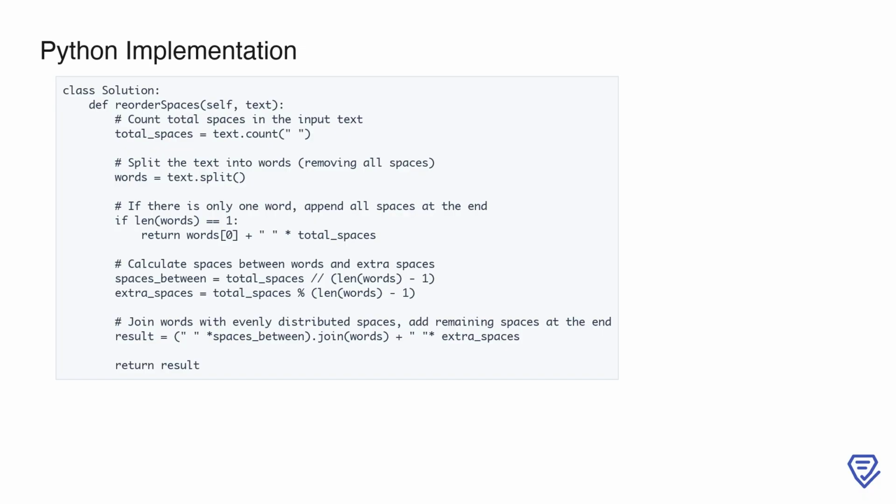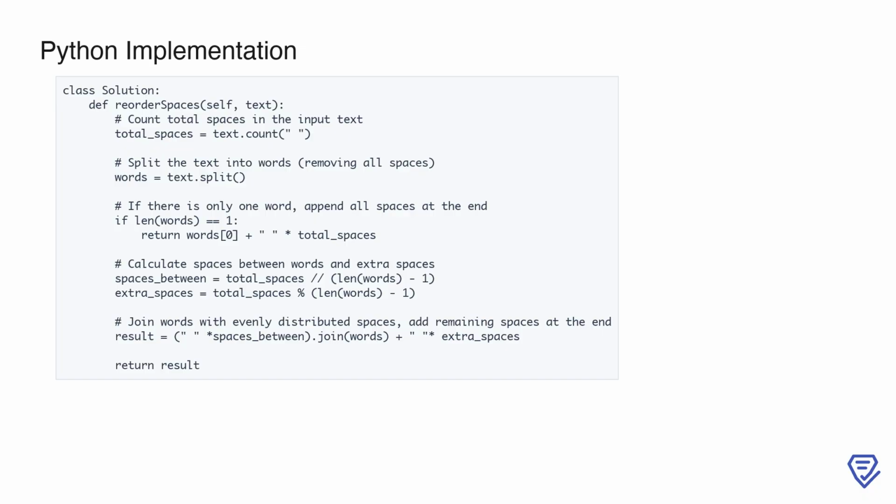In the general case, where there are multiple words, the code calculates 2 values: the number of spaces to be placed between each pair of words, spaces_between, and the number of leftover spaces, extra_spaces. The spaces_between is obtained by performing integer division of the total spaces by the number of gaps, which is 1 less than the number of words, while the extra_spaces is calculated as the remainder of this division. The words are then joined together using the calculated spaces_between as the separator.